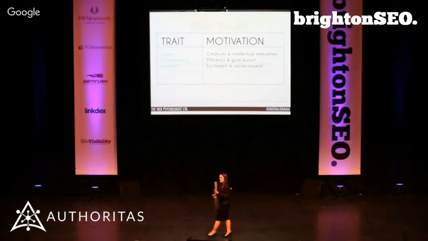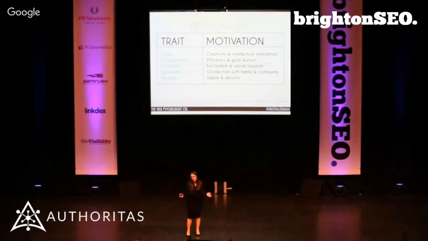If you're dealing with extroverts, you might want to design content that's going to be exciting and easy for them to get social rewards for. So things that they can comment on, that they can retweet, whatever it might be. People who are highly agreeable, things that connect them with their family and community. And finally, neuroticism, something that's going to help them feel more safe and secure.